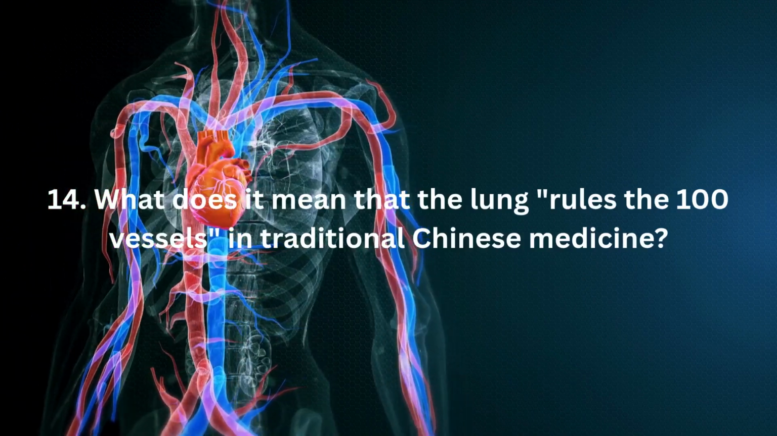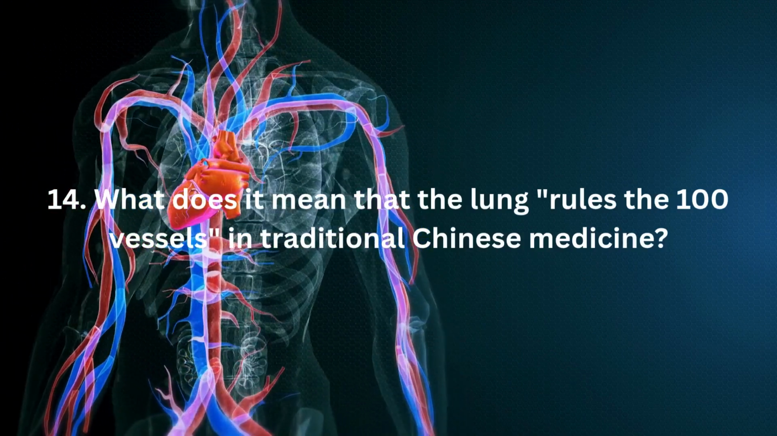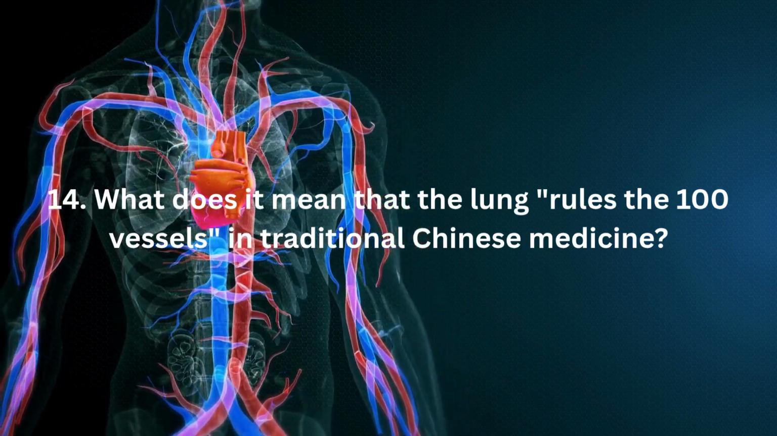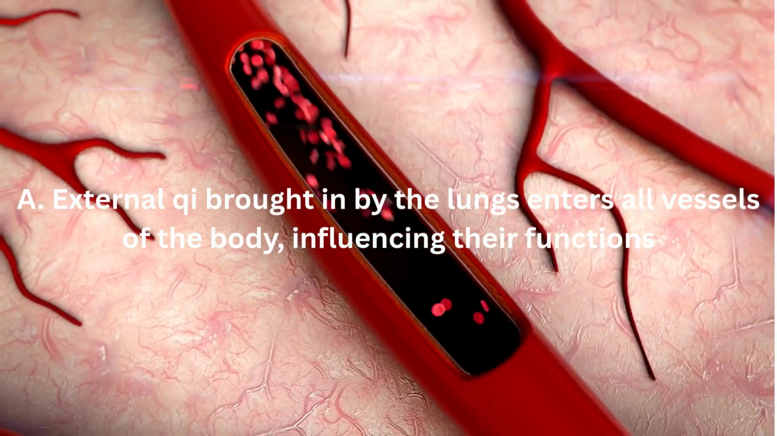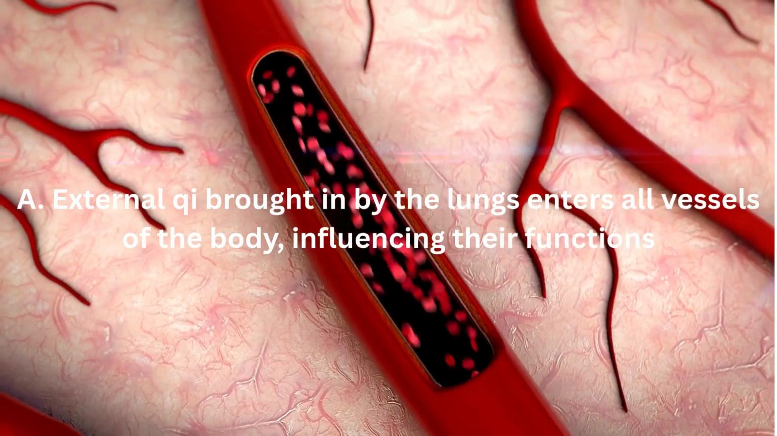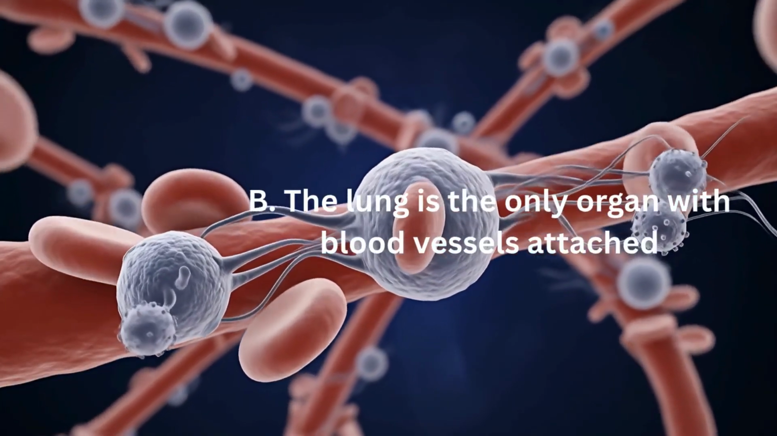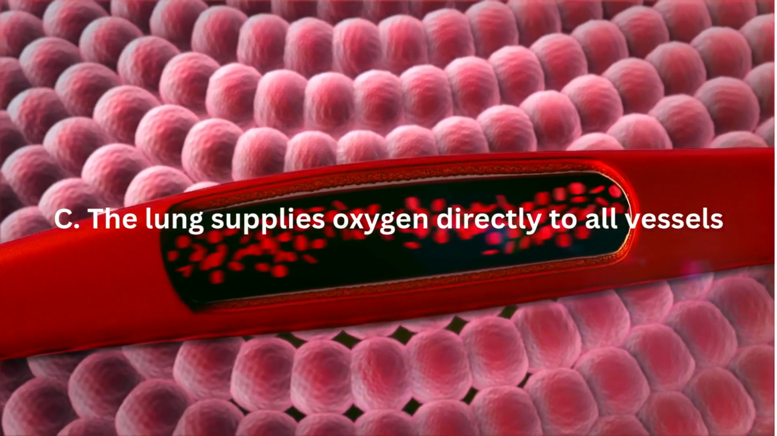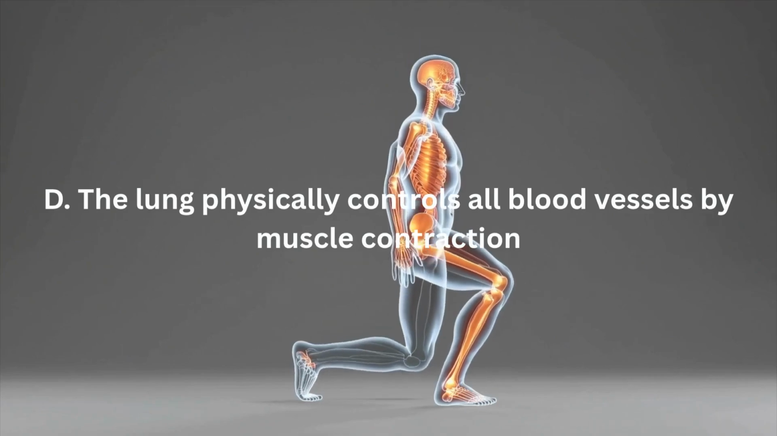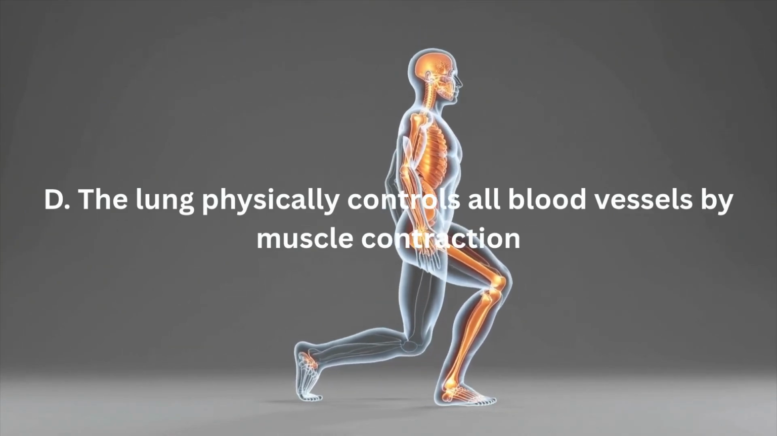Question 14. What does it mean that the lung rules the 100 vessels in traditional Chinese medicine? A. External qi brought in by the lungs enters all vessels of the body, influencing their functions. B. The lung is the only organ with blood vessels attached. C. The lung supplies oxygen directly to all vessels. D. The lung physically controls all blood vessels by muscle contraction.